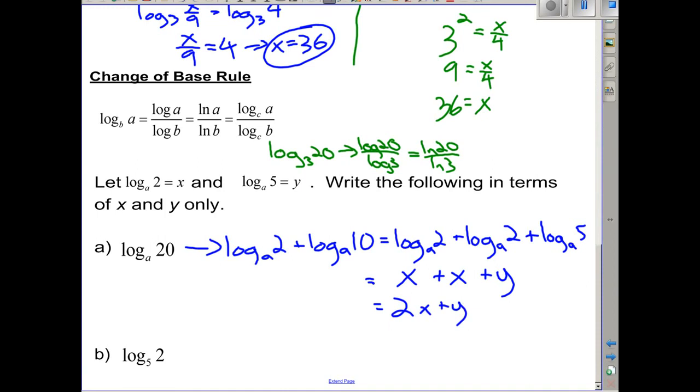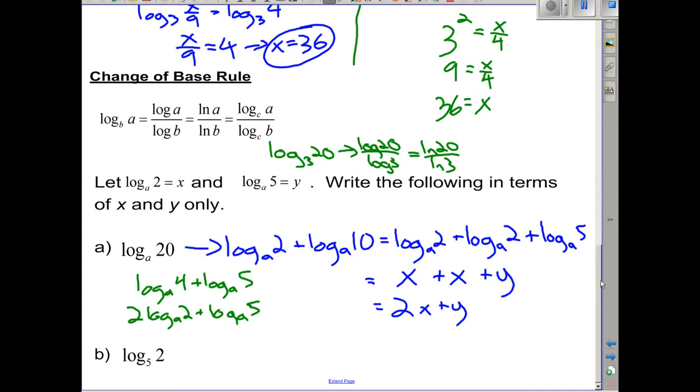And there'd be a lot of different ways that you could get there. You could have split it to start with as log base a of 4 plus log base a of 5. Said 4 is 2 to the power of 2, so this is really 2 times log base a of 2 plus log base a of 5. Still going to get you to 2x plus y.